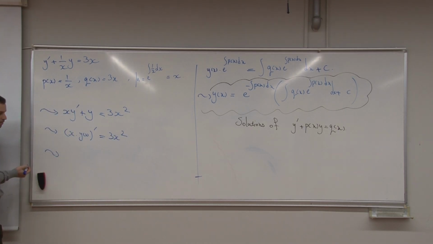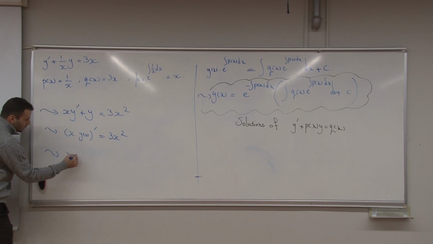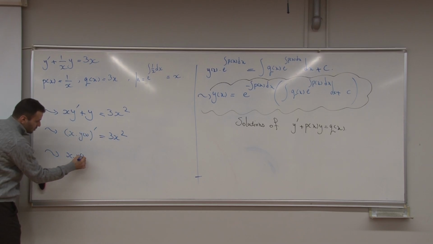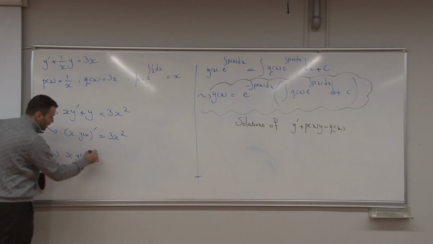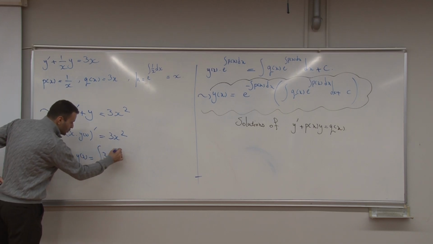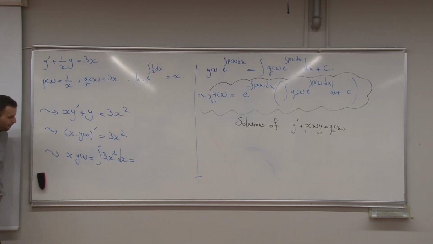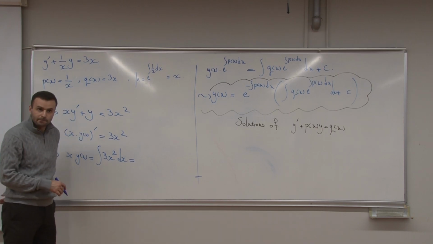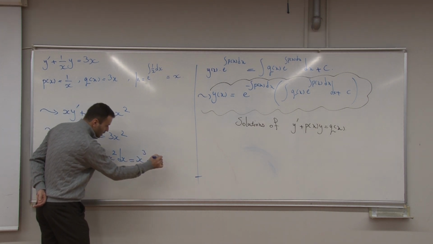Then what do we have? If this derivative is equal to this, then this x y of x, here I'm trying not to be lazy and write this x, is going to be equal to the integral of 3x squared dx. And what is this equal to? x cubed. Yes.